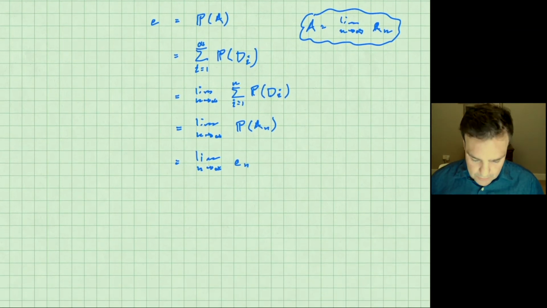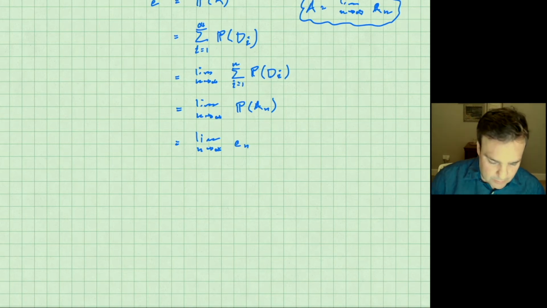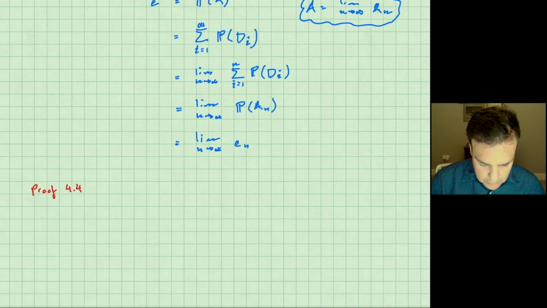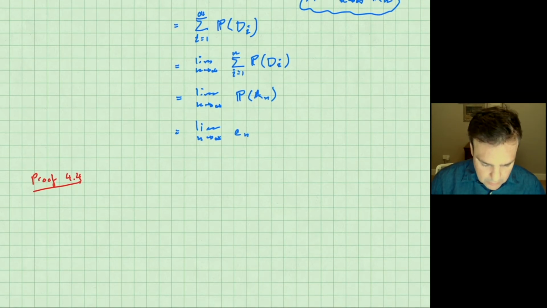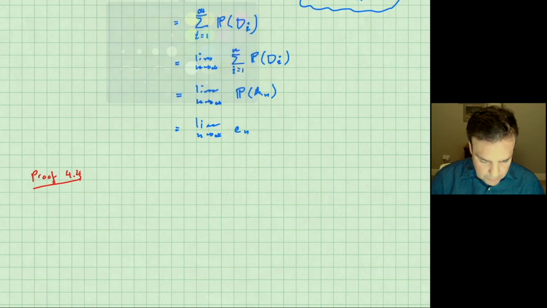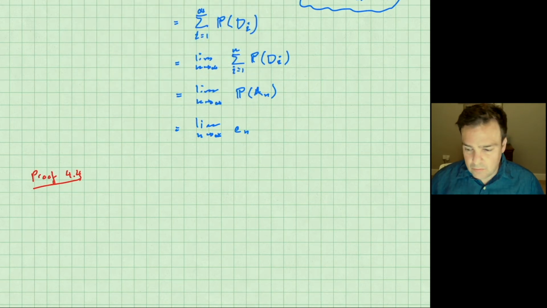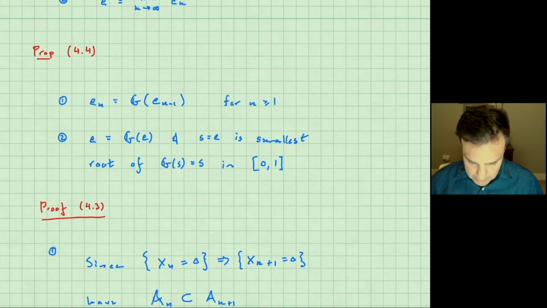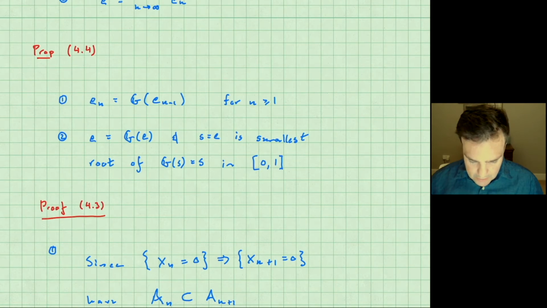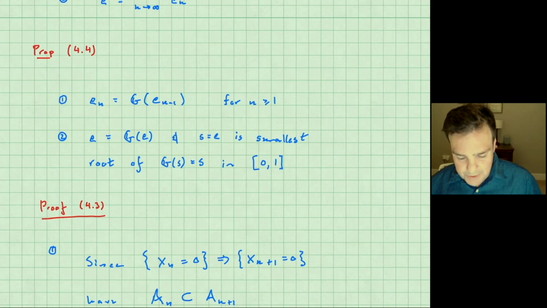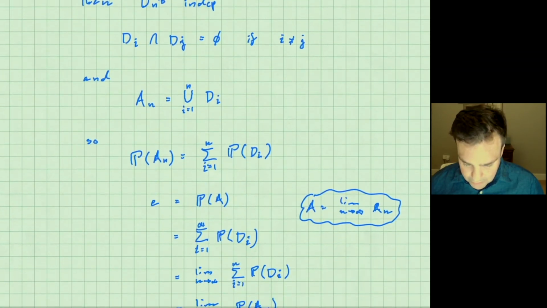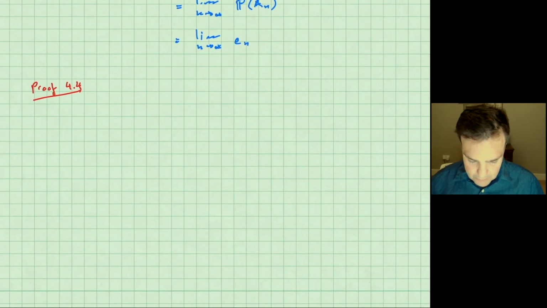All right, now we're going to finish off by proving the second proposition, 4.4. So this is a proof of 4.4. And we're first going to deal, again, it has two parts. If you remember right, let's look back here. What does it say for the first part? The first part says that E sub n is equal to the PGF G evaluated at E sub n minus 1, and that's supposed to be true for n greater than or equal to 1. So let's see how we do that.